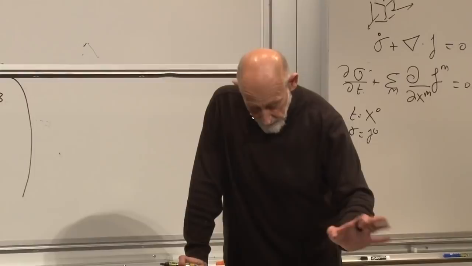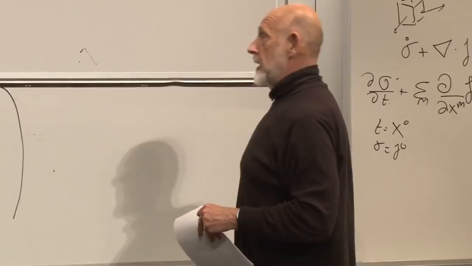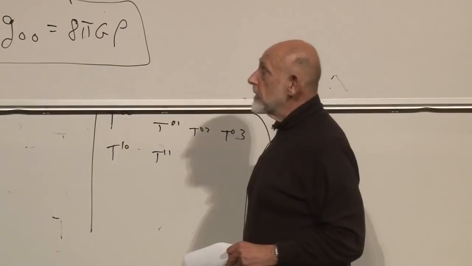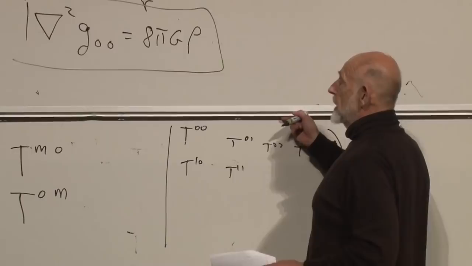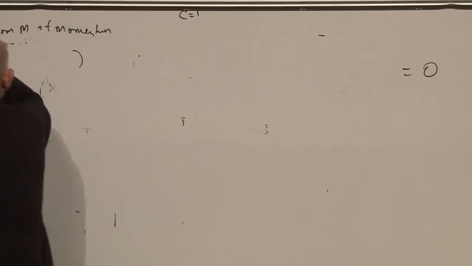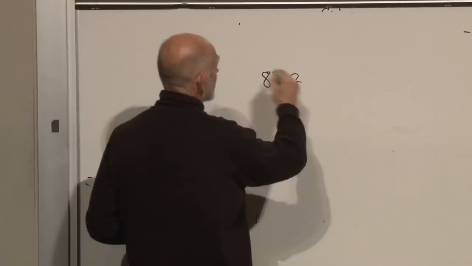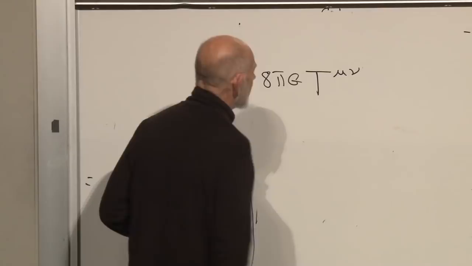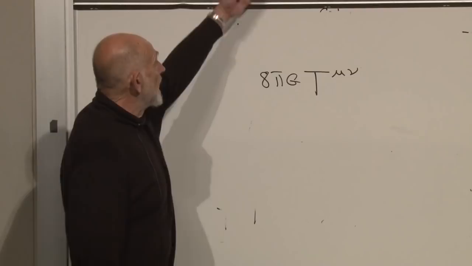But the right-hand side of Einstein's equations must involve not a particular component of a tensor, but it must generalize to something that involves all components of the tensor. So that means Einstein's generalization of Newton must read something like this. The right-hand side must be 8 pi G, same 8 pi G, times T mu nu. A special case being when mu and nu are both equal to time, and then that becomes the energy density.